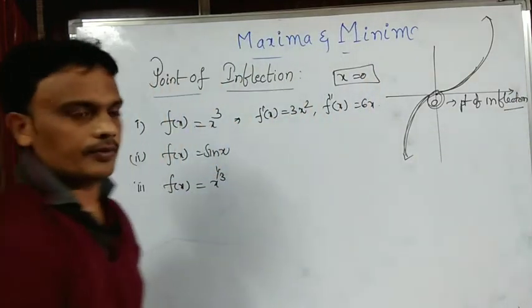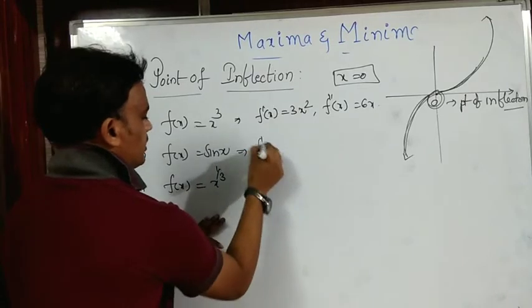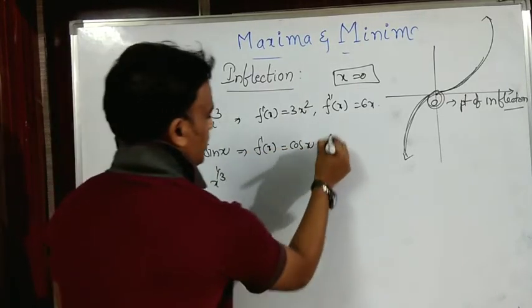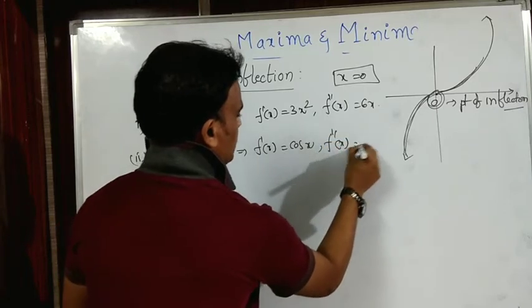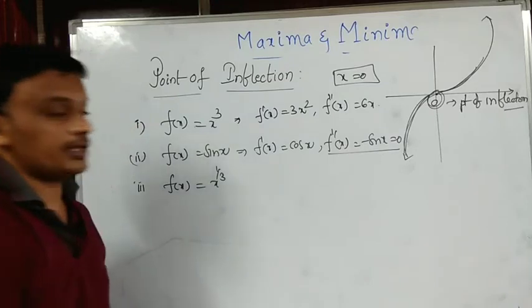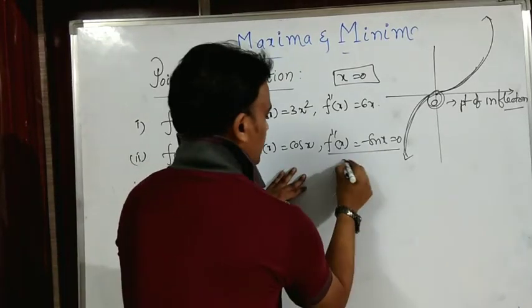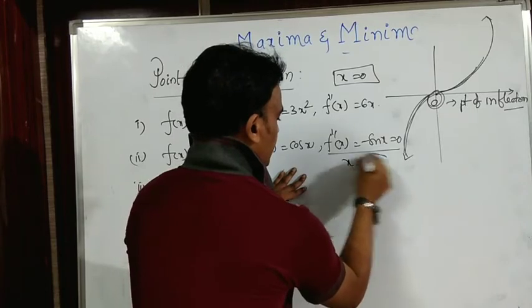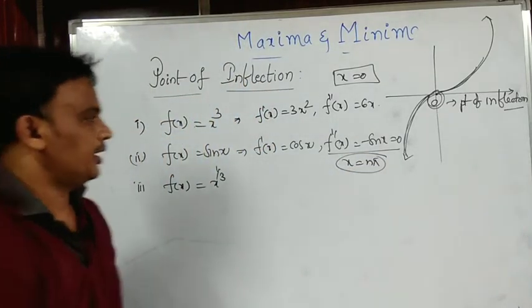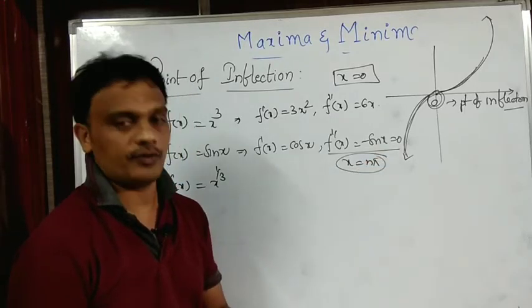Coming to the second one, f of x is equal to sin x. f dash of x is cos x, and f double dash of x is minus sin x, which is equal to 0. So the sine function becomes 0 at x is equal to n pi. At x is equal to 1 pi, 2 pi, 3 pi, all those are called the points of inflection.